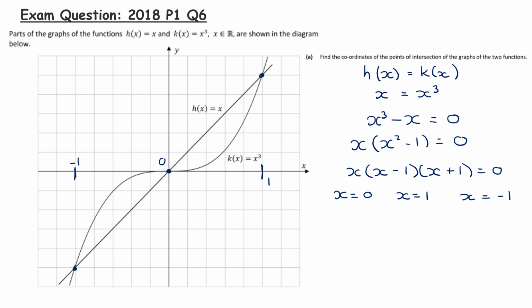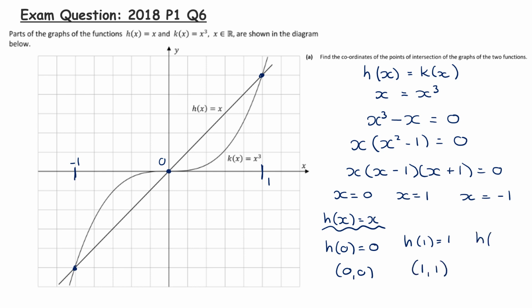The easiest way to do that is by using h of x equals x. So basically, the y value will be equal to the x value. My first one is h of 0 equals 0, so the point is (0, 0). h of 1 equals 1, so the point is (1, 1). And for the last one, h of minus 1 equals minus 1, so my point is (minus 1, minus 1).